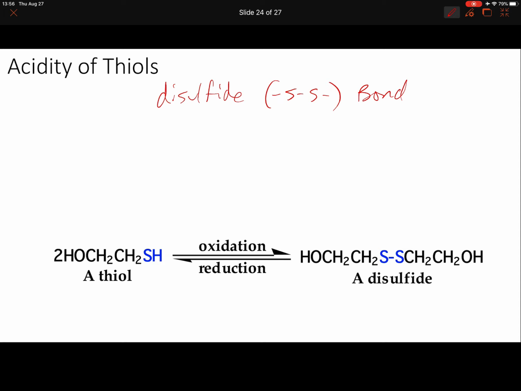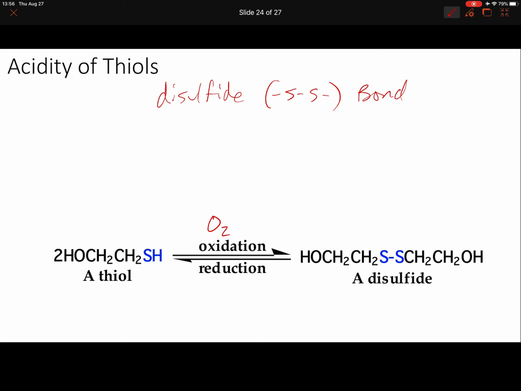Thiols are readily oxidized to disulfides by oxygen. So you can see that here, oxidation by oxygen even. There are other oxidizing and reducing agents, but with O2 and a thiol, you'll get a disulfide. They are so susceptible to oxidation that they must be protected from contact with air during storage. So these will readily oxidize.